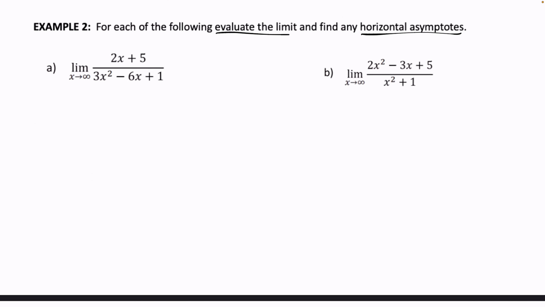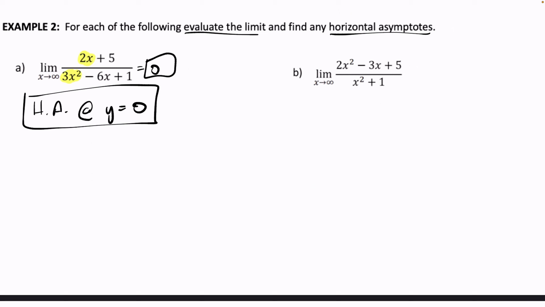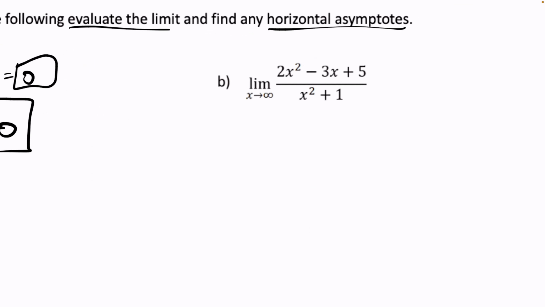Okay? So the limit as x approaches positive infinity. So what does that tell us? Bottom heavy. I agree, it's bottom heavy. So what is the limit going to be? 0. What is the horizontal asymptote going to be? y equals 0. Yeah, y equals 0 because it's a line. Don't just put 0. We want the equation of the line. Okay.